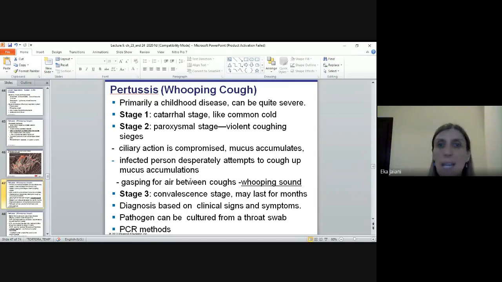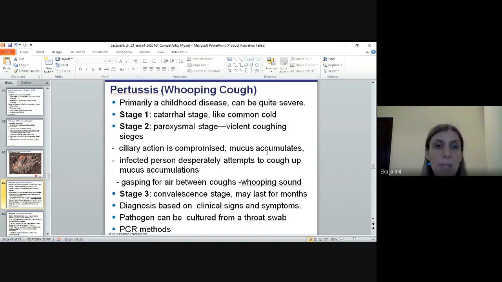The catarrhal stage means that we have a runny nose and sore throat, so a common cold-like illness. And then the paroxysmal stage starts when children start to cough, they even vomit, so this is quite a severe type of cough. And stage 3 is recovery, which lasts for a long time. So it's actually quite a long-lasting disease.